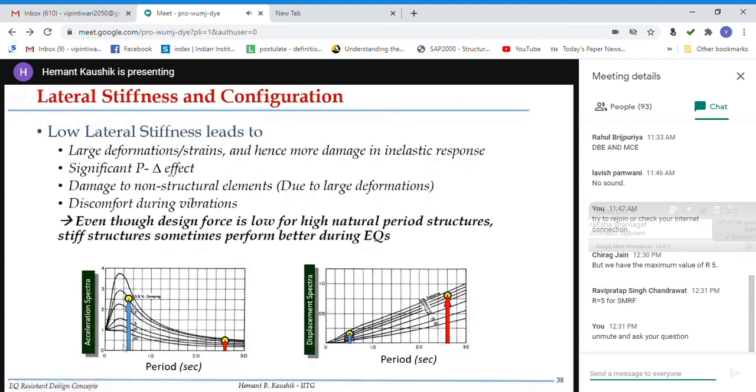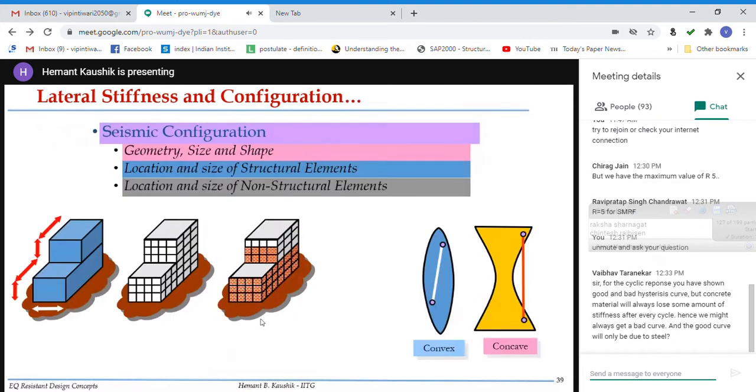For this structure, even though the acceleration response is much more and the design force is more, the displacement is much less. So sometimes it is actually easier to design the structure for higher force but lesser displacement. That is what is meant here. So the lateral stiffness and configurations are basically related.